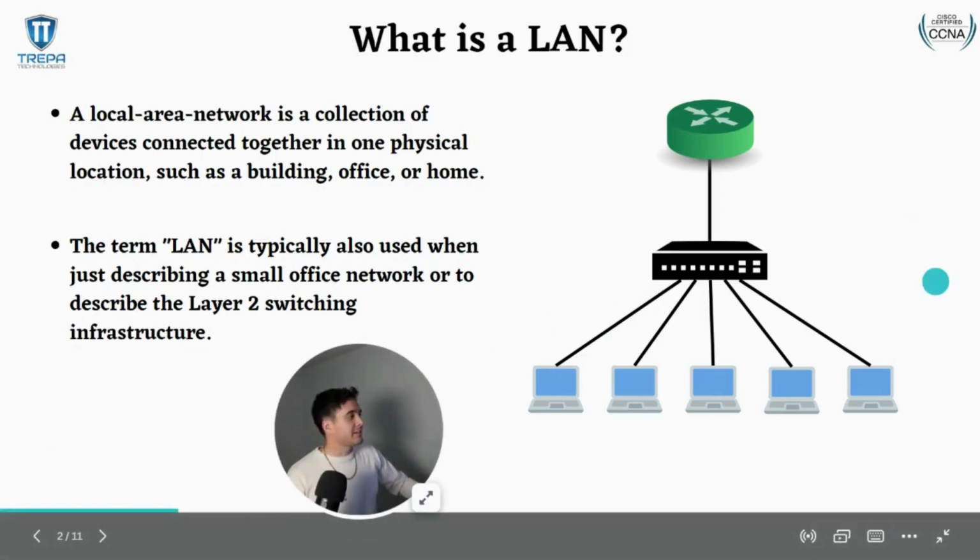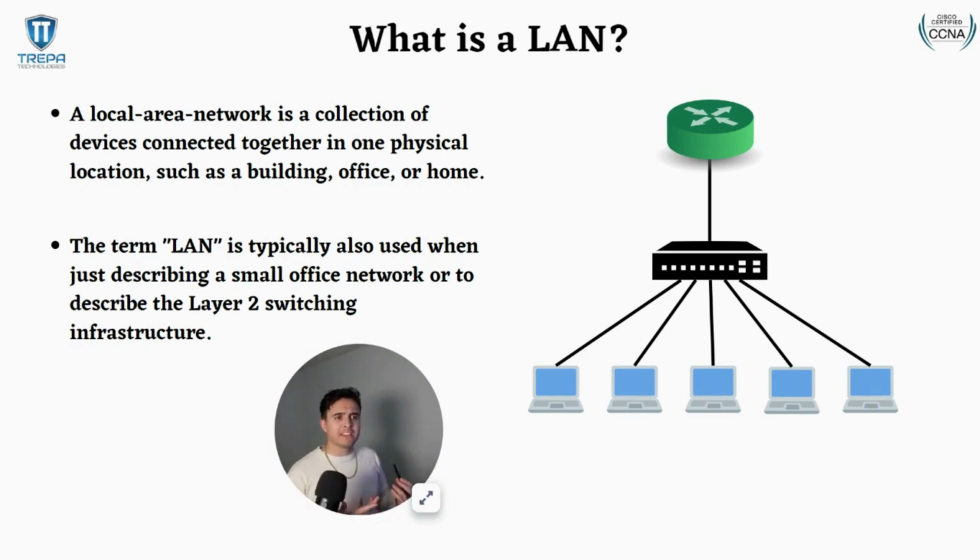So first thing, we're going to start small, right? So what is a LAN? A LAN is a local area network. That's what the acronym stands for. But this is just a collection of devices that are together in a physical location that are all connected on a shared medium, right? So the term LAN is also typically used when you're describing either your small office network or the layer 2 infrastructure of your enterprise, okay?